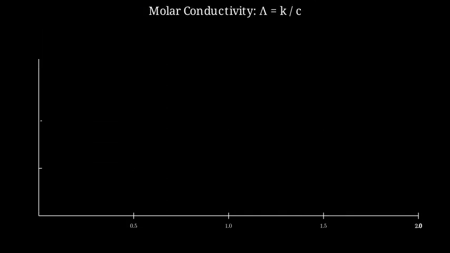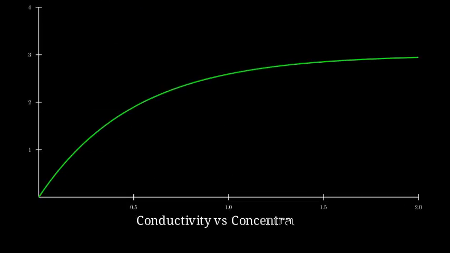When concentration increases, ions crowd together. So conductivity does not grow linearly. At low concentration, conductivity increases steeply. At higher concentration, ions hinder each other and the slope flattens.